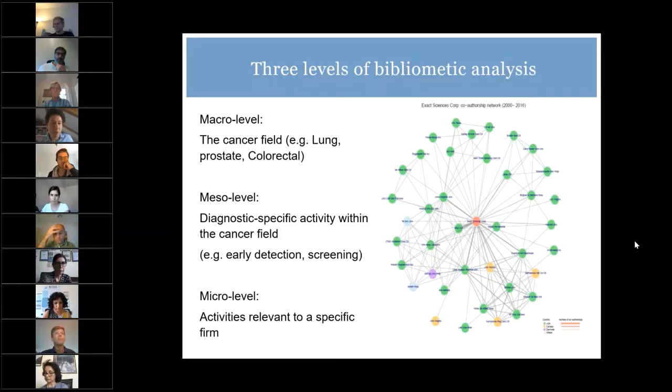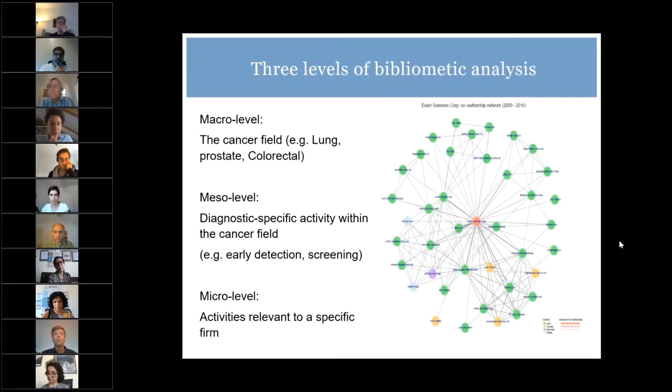We look at the meso level to look at activity related to diagnostic testing, and within that we can use MeSH terms, which allow us to focus on particular applications like early detection and screening. And we also look at the micro level to look at the activity of individual companies, as we have done previously with Digene, and the picture on this slide is an example of another firm level network.